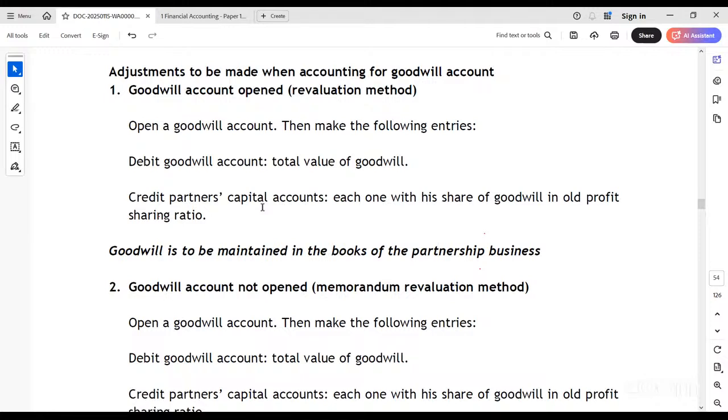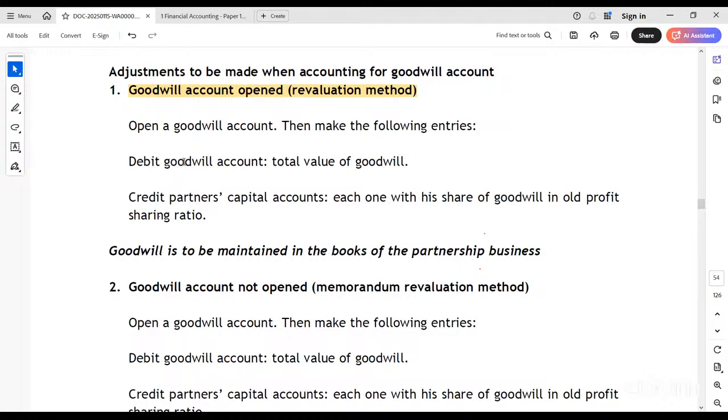Now, goodwill. Which adjustments do you make whenever you're introducing goodwill? There are 2 methods of accounting for goodwill. One of the methods is the revaluation method. Under the revaluation method, the goodwill account is opened, and when the goodwill account is opened, we make the following entries.